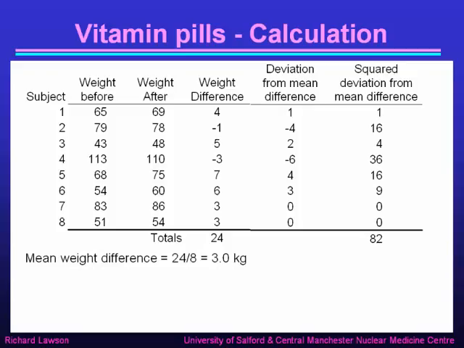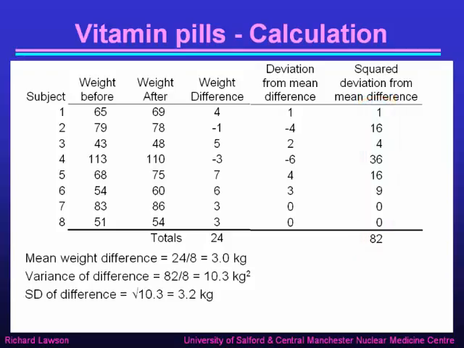Then we have to square those deviations in order to calculate the variance. 1 squared is 1, -4 squared is 16, 2 squared is 4, and so on. If we add up all the squared deviations from the mean difference, we get a total of 82. The variance of the difference is the mean squared difference, 82 divided by 8, because there were 8 subjects. 82 divided by 8 is 10.3.